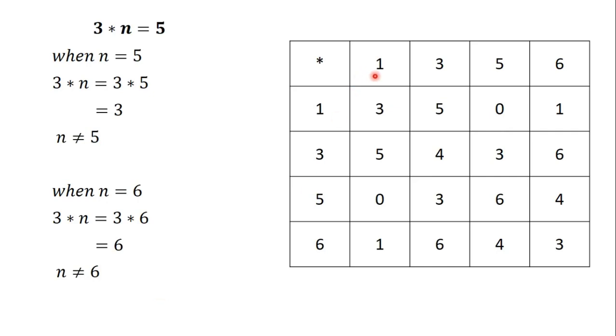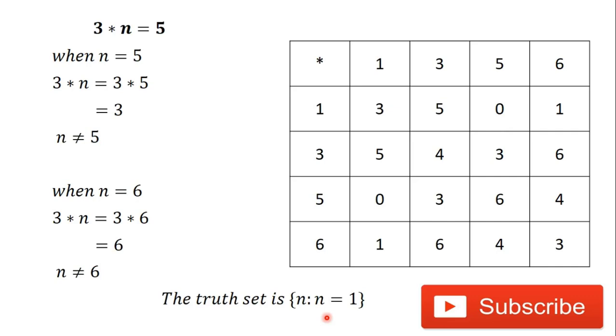So the only number in the set that satisfied the equation was 1. The question said we should find the truth set. So the truth set of the equation 3 star n is equal to 5 is the set of n such that n is equal to 1. Remember that it is a truth set, so you are going to write your answer in a curly bracket. So the truth set of this equation is {n : n = 1}.